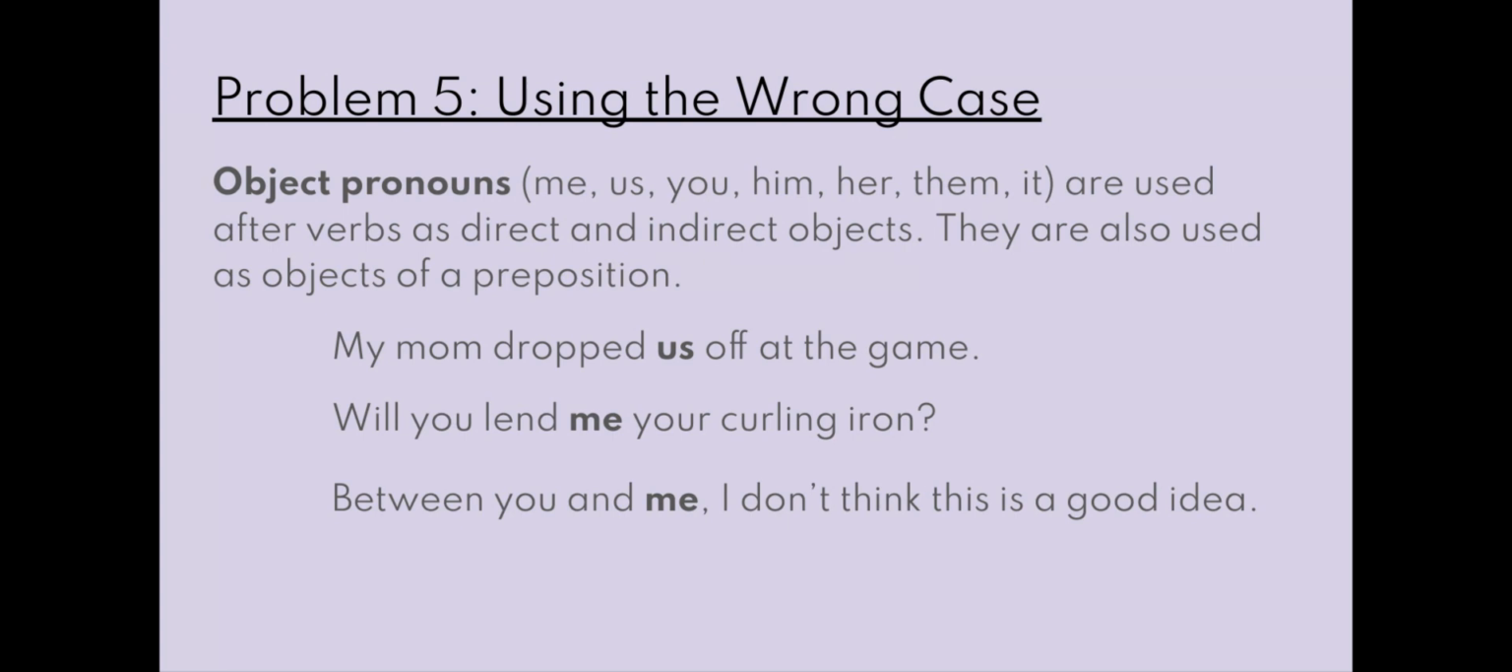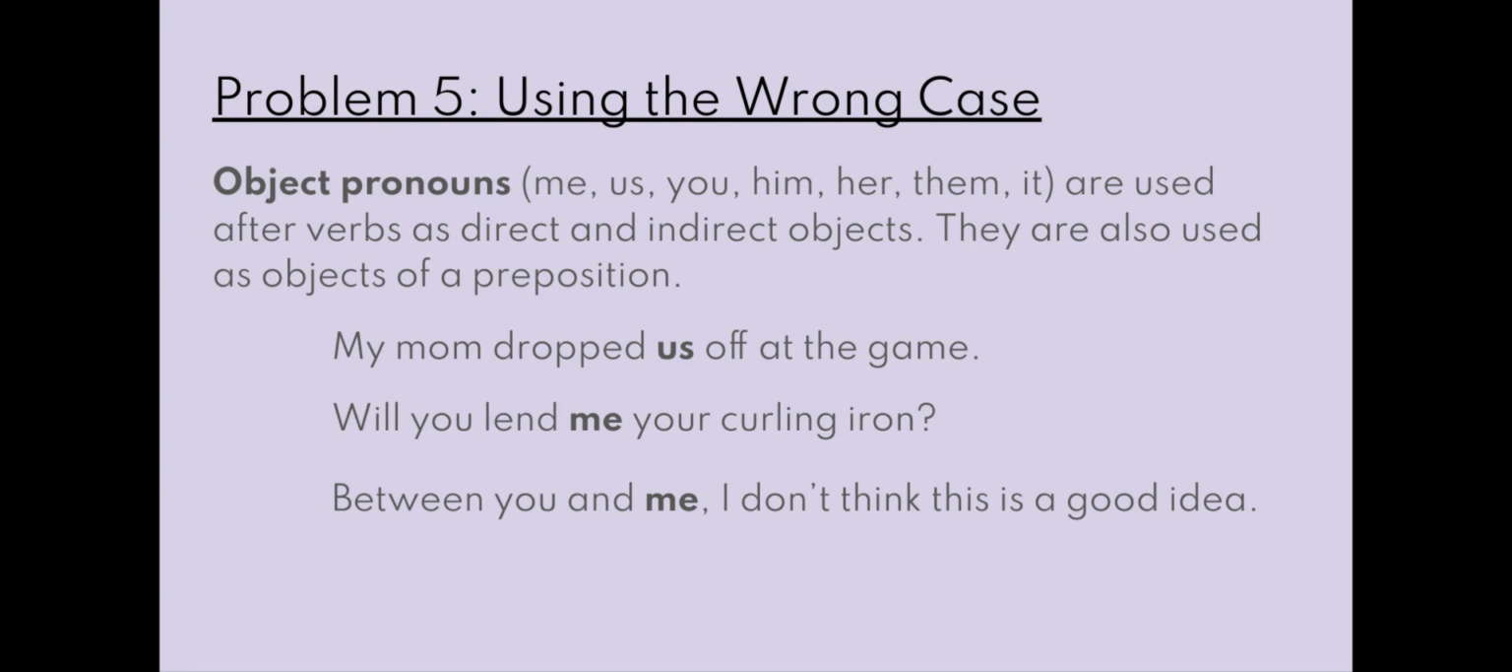Sentence 1. My mom dropped us off at the game. Mom is the subject, dropped is the verb, and us, we are receiving that verb. So, because the pronoun comes directly after the verb, we need to use the object form. We would never say, my mom dropped we off at the game.